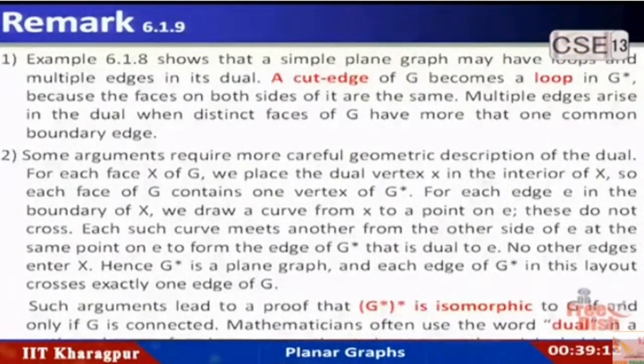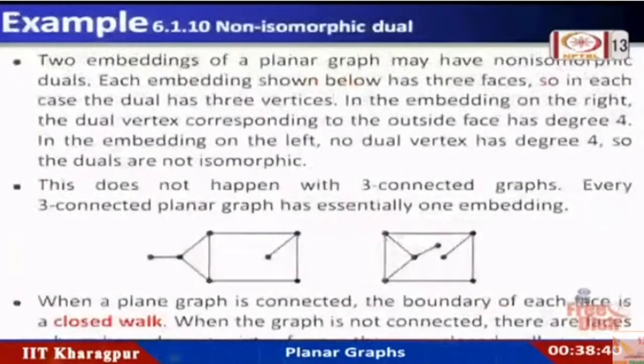Some arguments require a more careful geometric description of the dual. For each face x of G, we place a dual vertex of x in its interior, so each face of G contains one vertex. With this argument we can show that if we take the dual of the dual, we get the original graph G. Hence the dual of a dual of a particular graph is isomorphic to G.